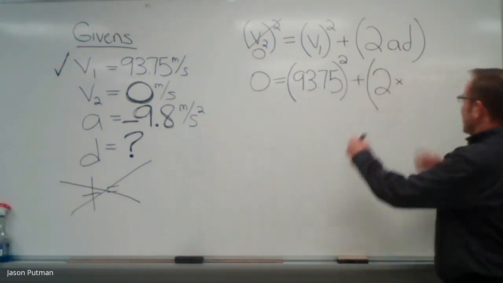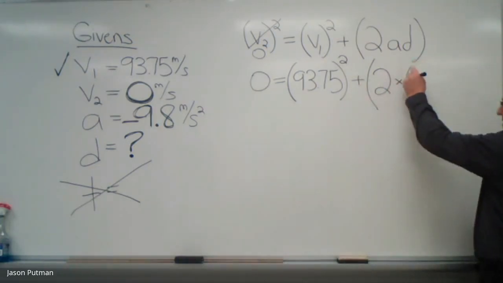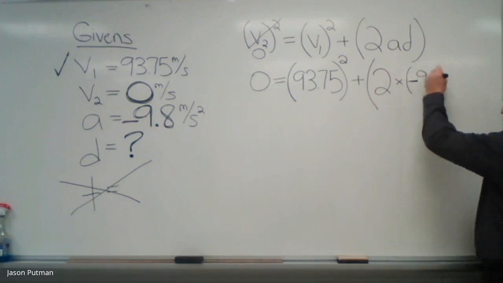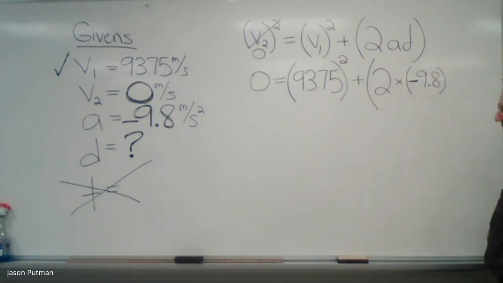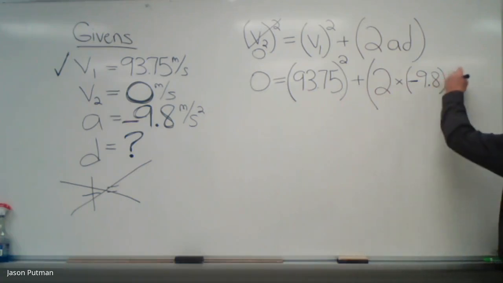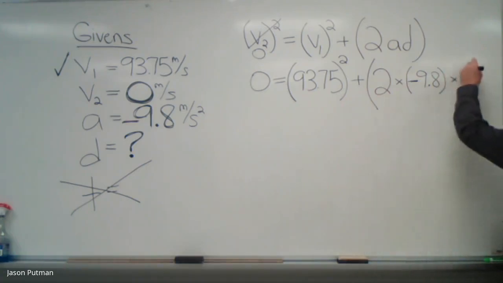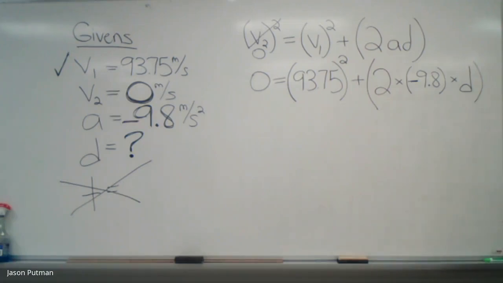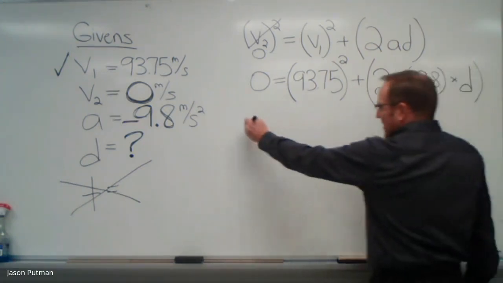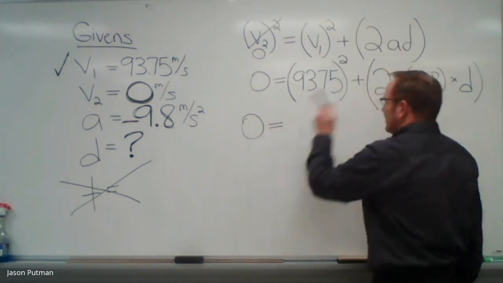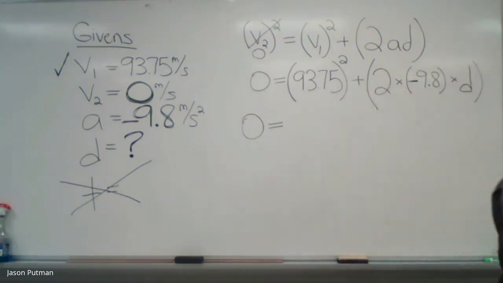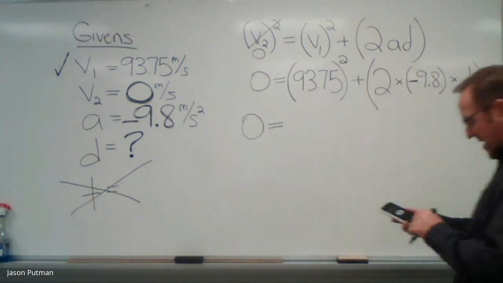I don't know how I'm going to show this. Maybe I'll just put another set of brackets in here. I'm going to multiply by negative 9.8. And I want to make sure I deal with that sign correctly. And then multiply by distance, but distance is the unknown in this question. So what can you do here? Well, I'll leave the left-hand side alone. 0 is 0. I'll square the 93.75 just to get that done.